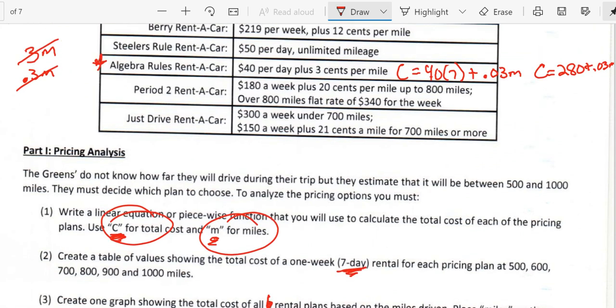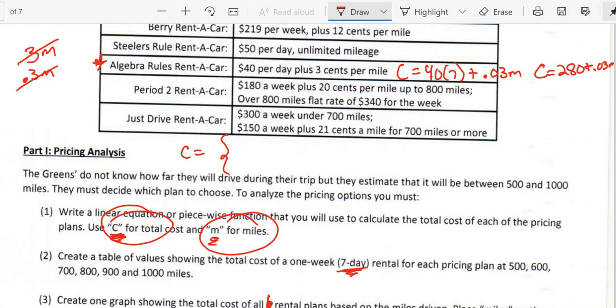If you look at the bottom two, Period 2 Rent-A-Car and Just Drive Rent-A-Car, those two both are piecewise functions. So we spent a significant amount of time on the piecewise functions. And remember, the piecewise functions are the ones that'll look something like C equals, or in this case, because we're talking about cost, you'll have separate equations. So for Period 2 Rent-A-Car, it says $180 a week plus 20 cents per mile up to 800 miles.